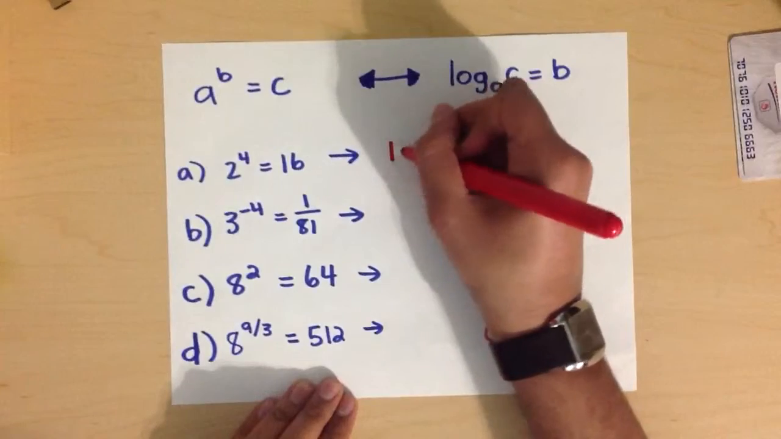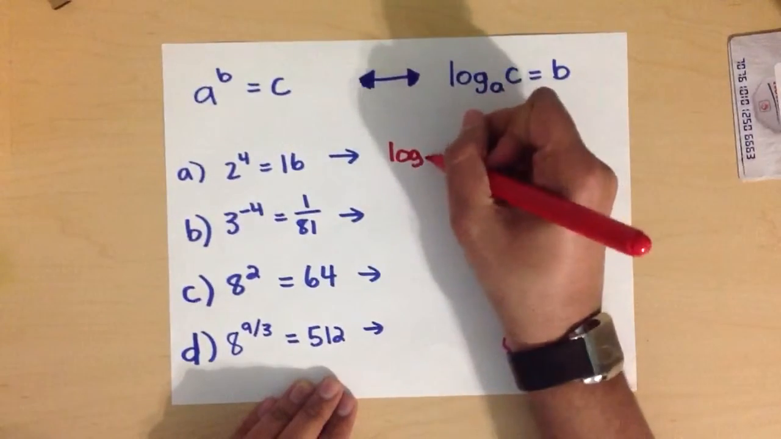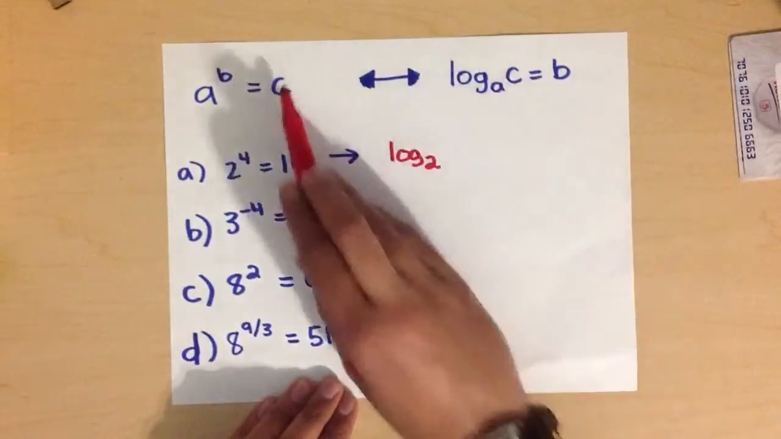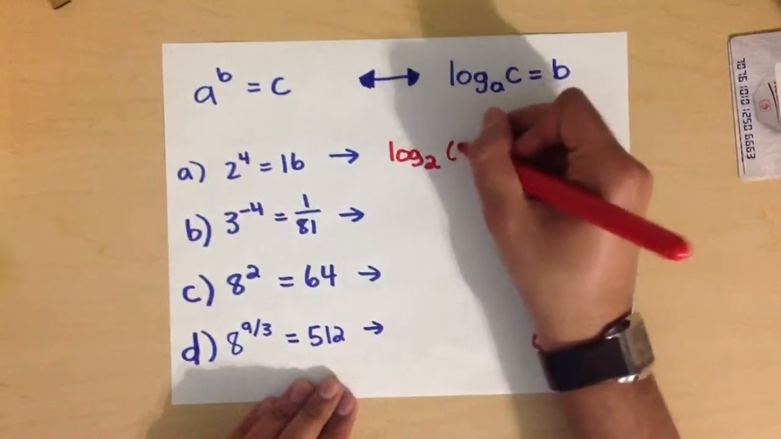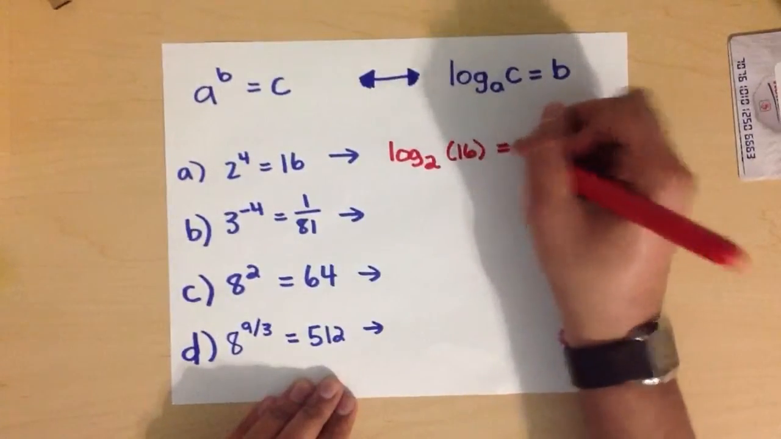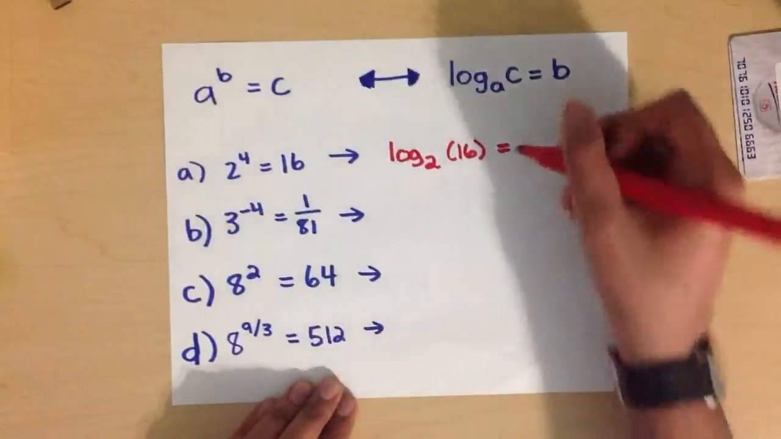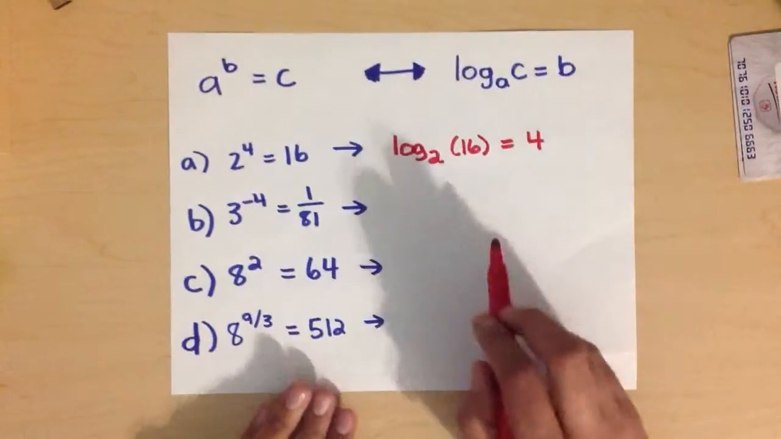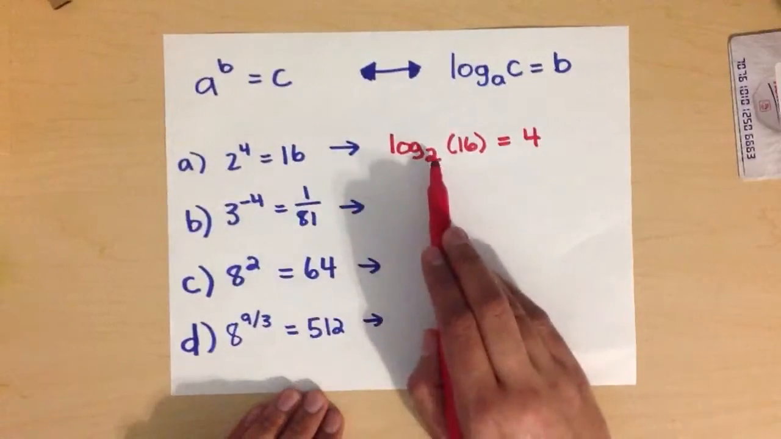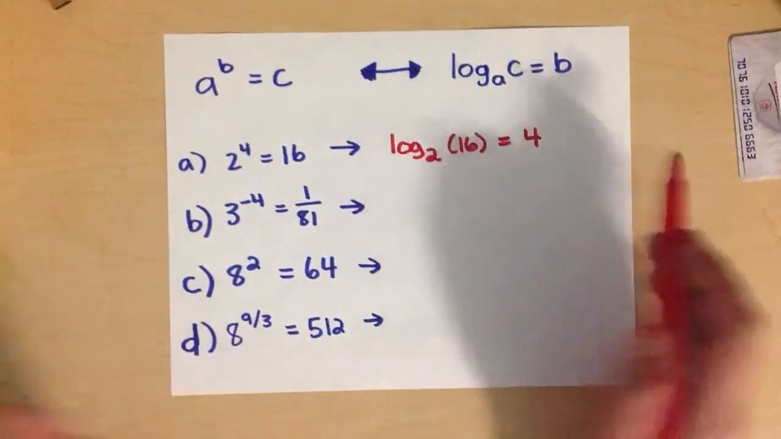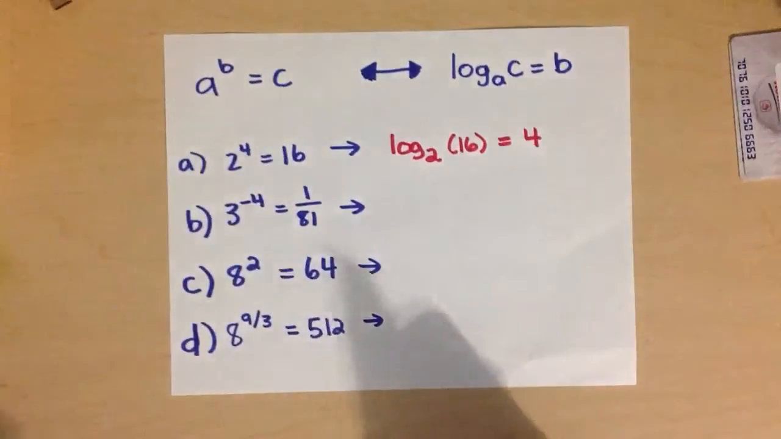So this is going to be equal to log base 2 of 16, since c is our product, and that's going to be equal to b, the power, which in this case is 4. Again, if we want to go back, we'd say 2 to the 4 produces 16 as an answer, which is the same as this exponential equation.